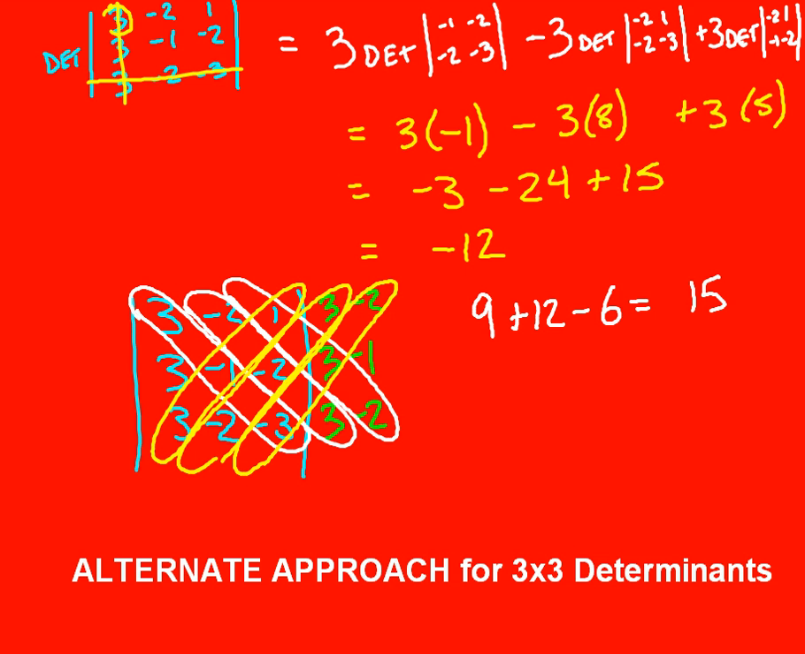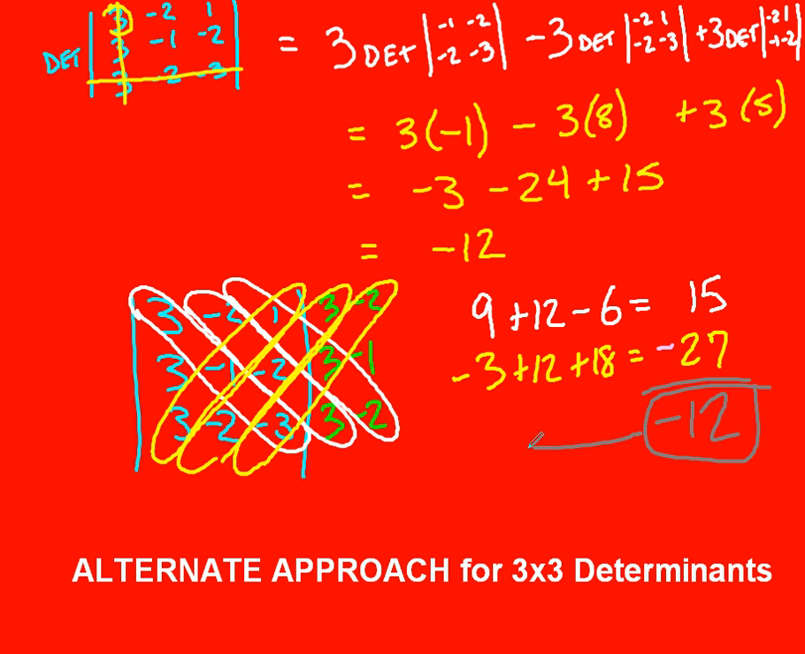When you do the yellow ones, going from bottom to top, 3 times -1 times 1 is -3. -2 times -2 is 4, times 3 is 12. And this one, 3 times -3 is -9, times -2 is +18. Those add up to give you 27. What you do is the downhills minus the uphills, and that will give you an answer. Your answer here ends up being -12.